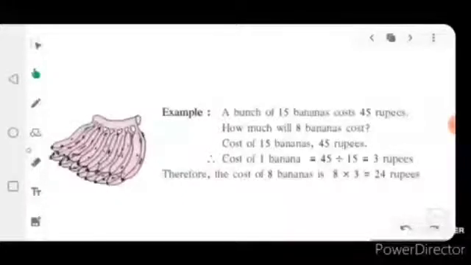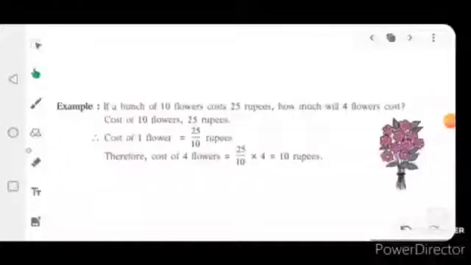Therefore the cost of 8 bananas will be 8 multiplied by 3, which is equal to 24 rupees. So the cost of 8 bananas is 24 rupees. I hope, students, you understand it better. Now the next example. The next example is of flowers.